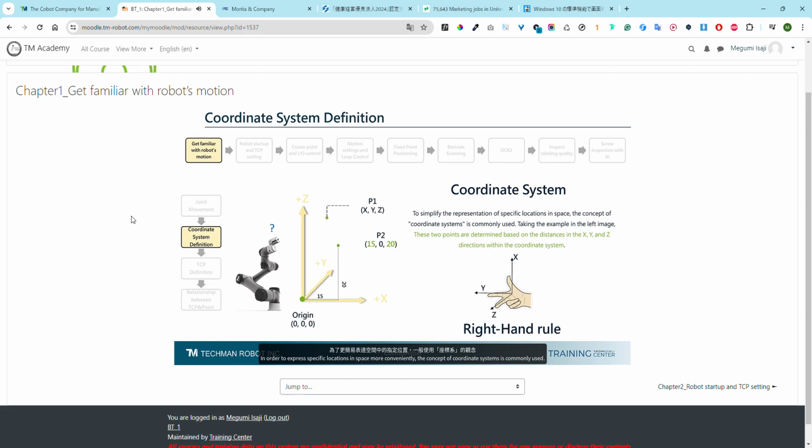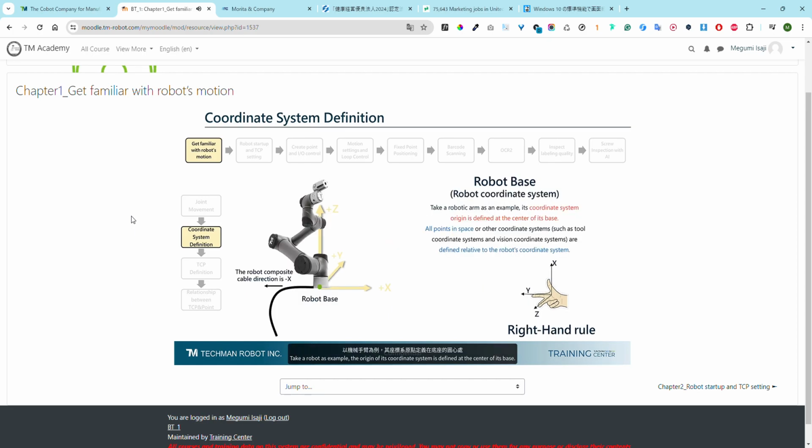In order to express specific locations in space more conveniently, the concept of coordinate systems is commonly used. Specify a certain position in space using the 3 vectors, x, y and z. Take a robot as an example. The origin of its coordinate system is defined at the center of its base. All points in space or other coordinate systems, such as tool coordinate systems and vision coordinate systems, are defined with regards to the robot base.